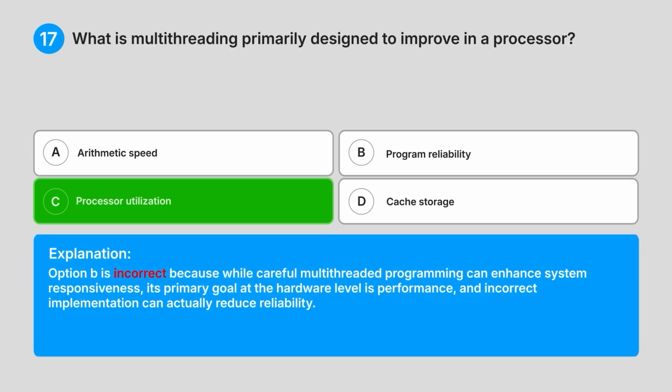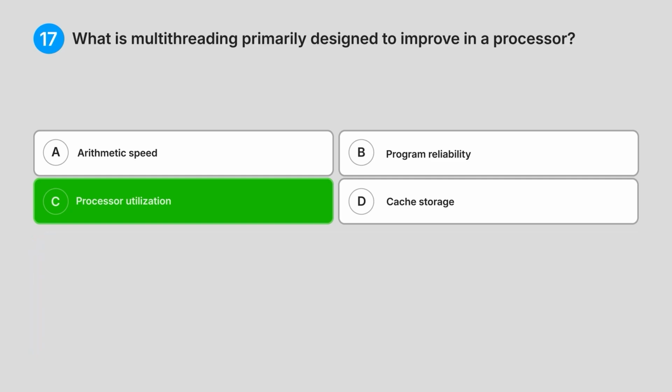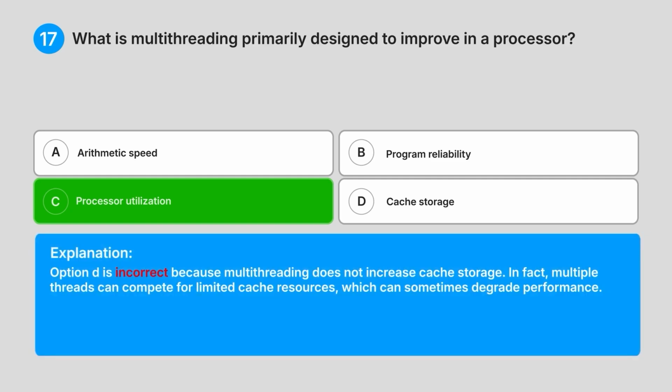Option B is incorrect because while careful multithreaded programming can enhance system responsiveness, its primary goal at the hardware level is performance, and incorrect implementation can actually reduce reliability. Option D is incorrect because multithreading does not increase cache storage. In fact, multiple threads can compete for limited cache resources, which can sometimes degrade performance.